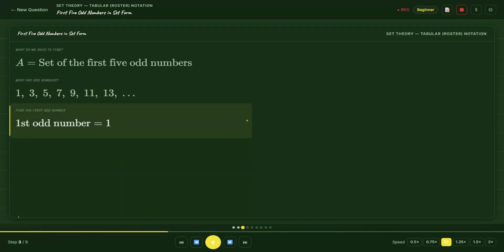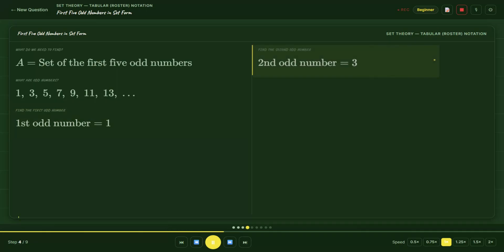Let's start counting. The very first odd number is 1. Can we split 1 into two equal parts? No, we cannot. So 1 is odd. The next odd number is 3. If we try to share 3 candies between two friends, one friend gets 1 extra. So 3 is odd.